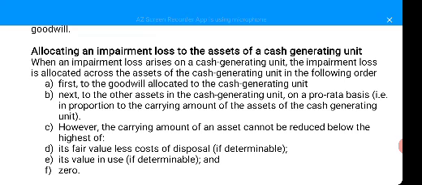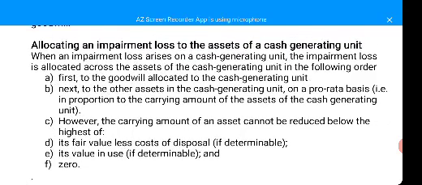So please, let's understand how to allocate this impairment. It's very, very important. Now, one, the first approach is to apply it to the goodwill allocated to the CGU. So in a CGU you have furniture, you have plant and machinery, you have air conditioning, and you have goodwill. You test the CGU for impairment as a whole, and there is impairment.